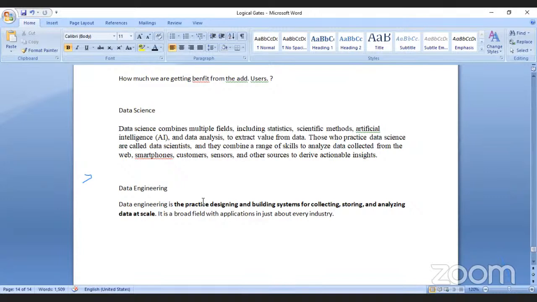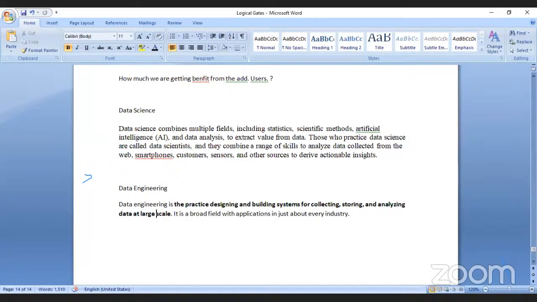Civil engineering is different, my dear. Data engineering is designing and building the systems for collecting, storing and analyzing data at large scales. For small scale industries we don't require such mechanisms; they will do some traditional mechanisms. But here, collecting the information is the toughest way.